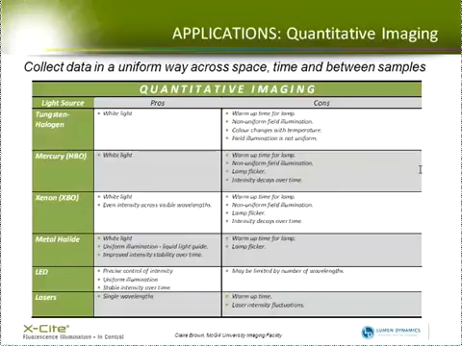So the main issue with quantitative imaging is you want to collect data in a uniform way across space, time, and between samples. So the LEDs are a great choice for this because they have uniform illumination across the field of view in space. The lamp is stable over time, so you have stability between time points or between samples. And you have precise control of the intensity, so you can regulate how much light gets to the sample. So that would be, I think, the best choice for quantitative imaging.